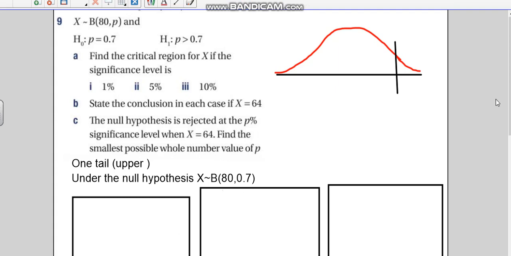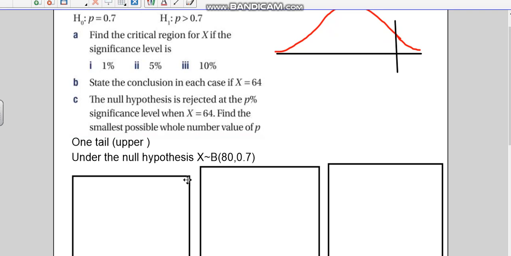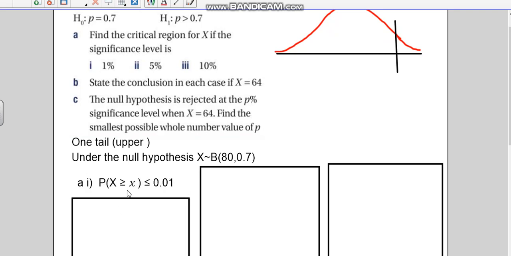Okay, so here's my critical region at the top end. So I'm looking for a value x here such that the probability of being greater than that is 0.01 or smaller. So have a think about that. The probability x is greater than a particular value has got to be less than or equal to 0.01 to make that critical region 1%. Now as we said before, we can't do greater than or equal to on our calculator. We can only do less than or equal to.